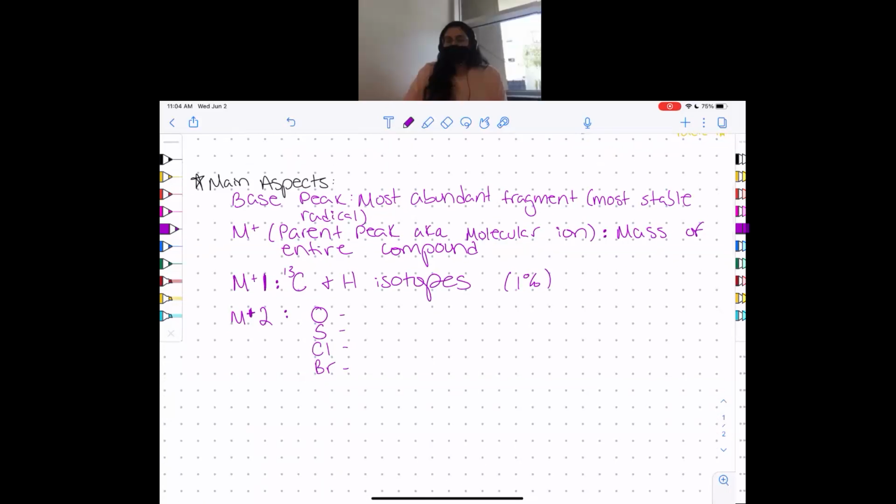So yes, for oxygen, sulfur, chlorine, bromine, I'm going to explain more about what this means in a second, but we have to pay attention to specific ratios, right? Does anyone remember the values or have any idea what those ratios mean?